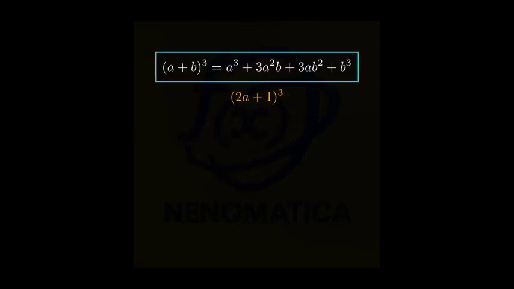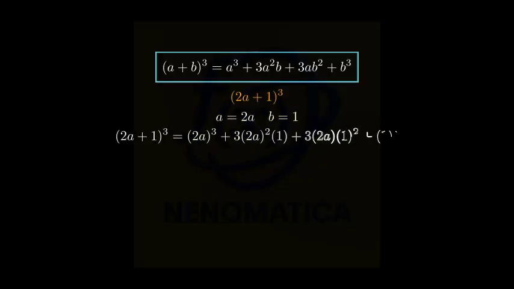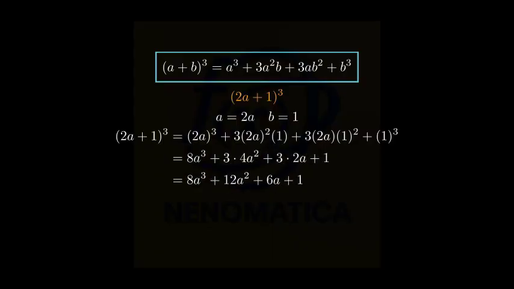We want to expand 2a plus 1 cubed. To apply our binomial formula, we need to identify the values for a and b. In this case, a equals 2a and b equals 1. Now, let's substitute these values into our binomial formula step by step. First, a cubed is 2a cubed, which equals 8a cubed.